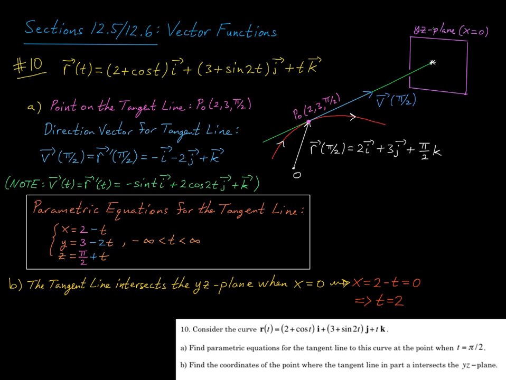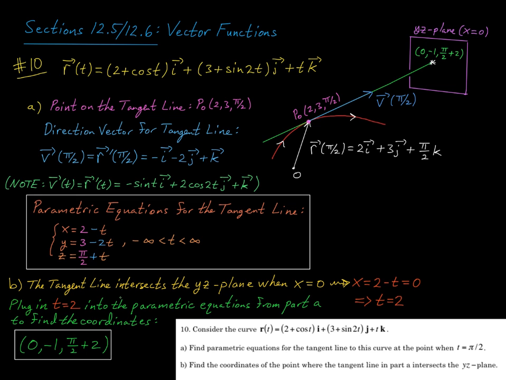Well, remember, the yz plane is the set of all points in R3 where the x coordinate is 0. So what do I want to do to find this point of intersection? Well, I'm going to set the x coordinate coming from our parametric equations in part A for the line equal to 0. x is 2 minus t. So if I set that to 0, I get t equals 2. So that's telling us that this green tangent line will intersect the yz plane when t is 2. So to find the other coordinates, just plug 2 in for t into the y and the z coordinates.